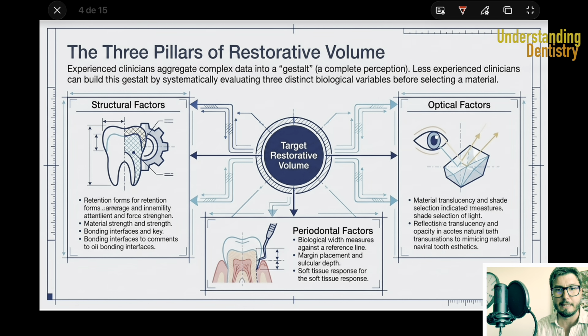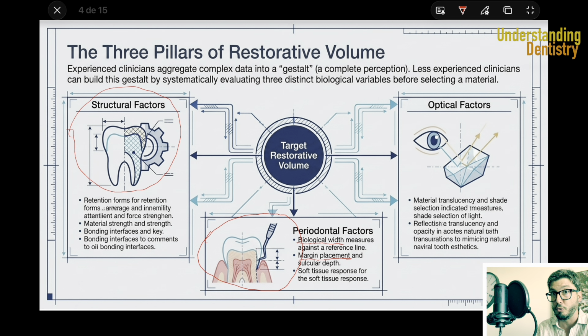So let's understand this. The three pillars of restorative volume are structural factors, of course, your mechanical needs, very important stuff; periodontal factors, so now you need to understand your biological width. We already have a video for the members commenting on how to calculate biological width on virtual patients. Very important. Then you need to understand where you want the depth of your margin. It's a deep margin or it's a shallow margin for your ideal restoration.